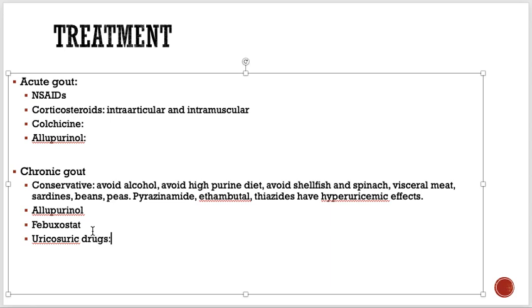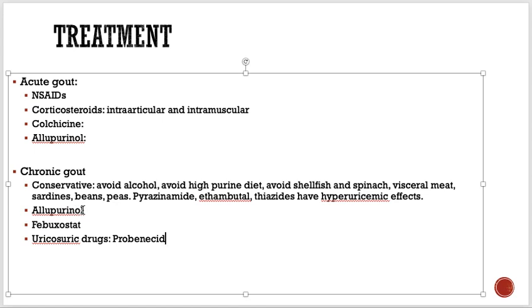What these drugs do is they increase excretion. One drug which is very important to remember is probenecid. Don't get confused. In most of the books you will just find the names of two drugs, allopurinol and probenecid.